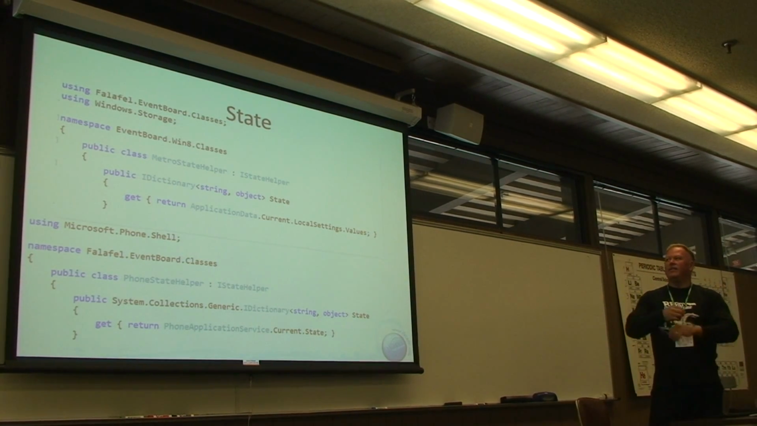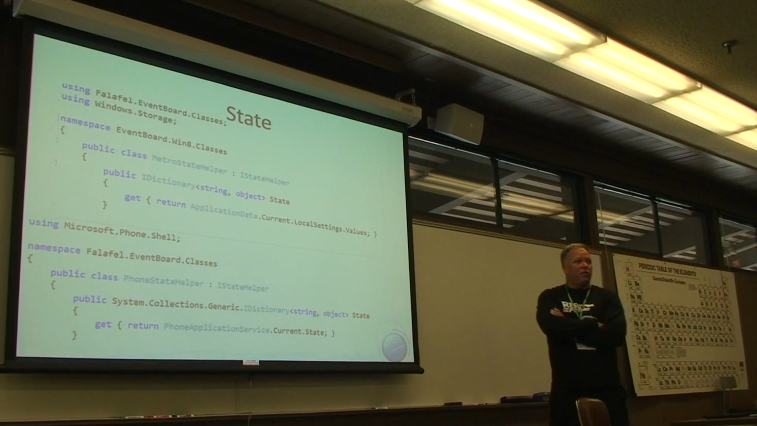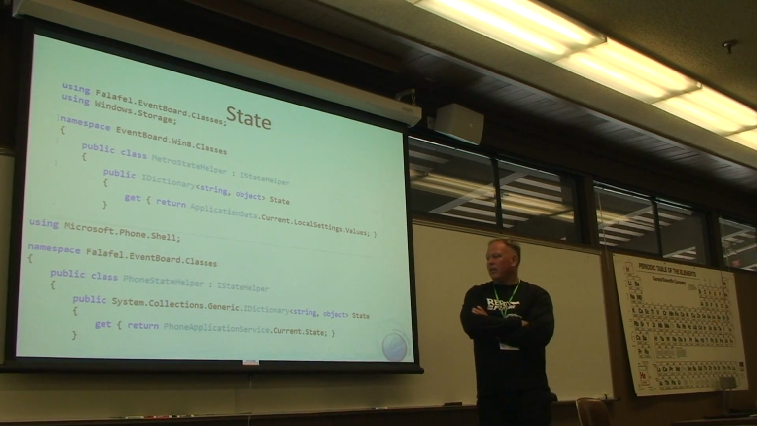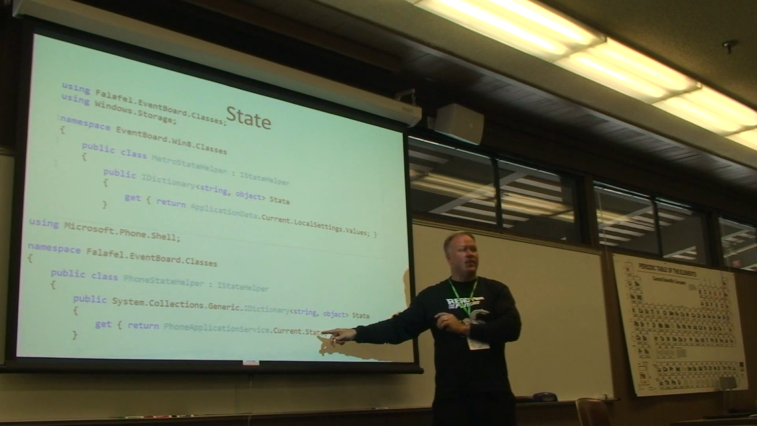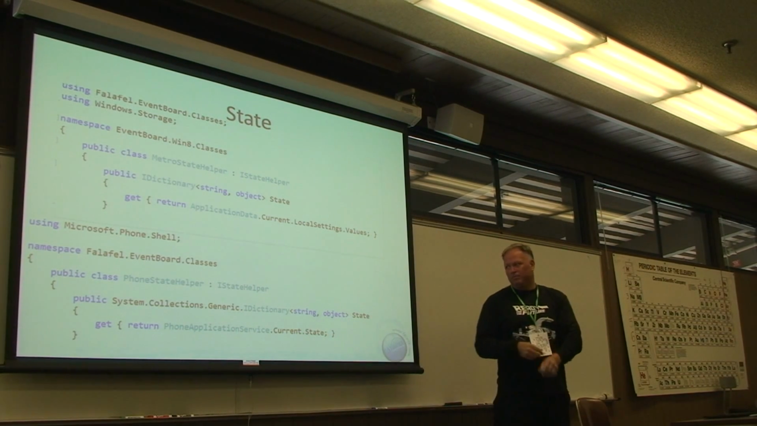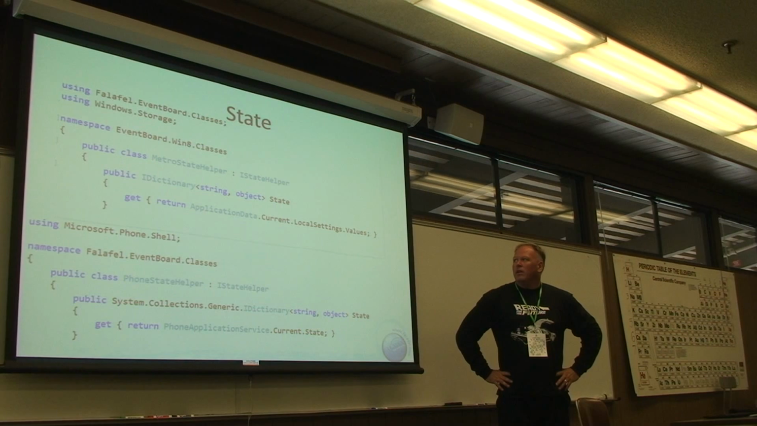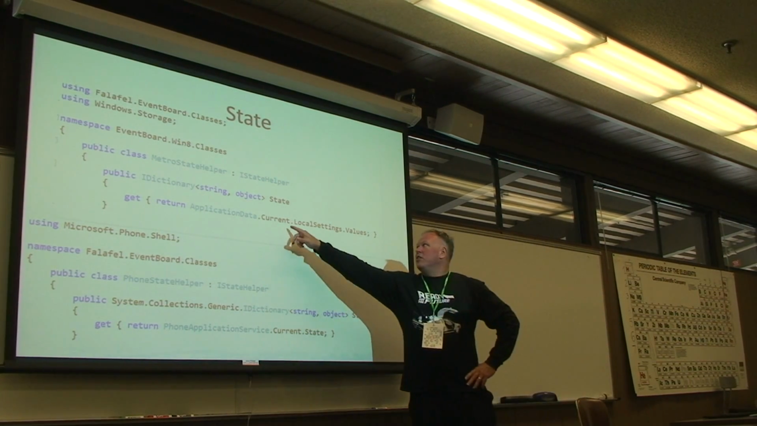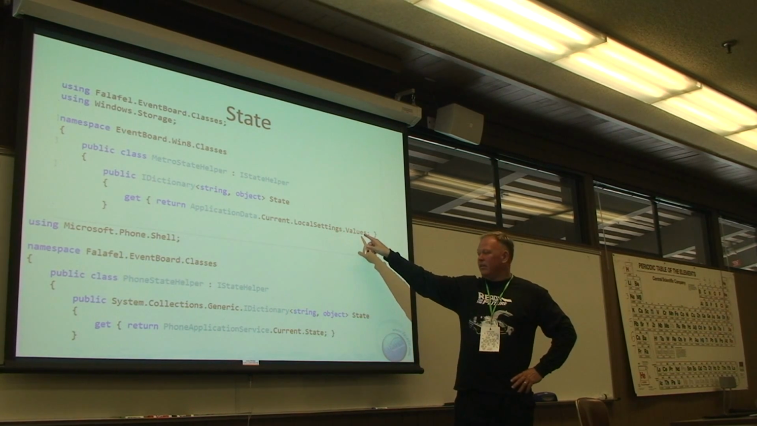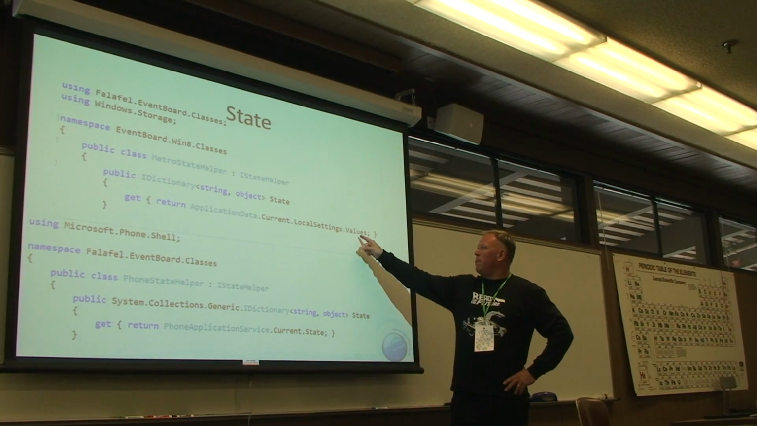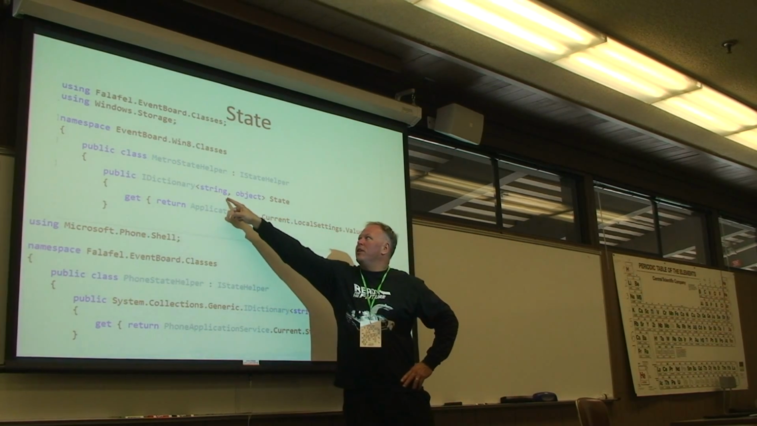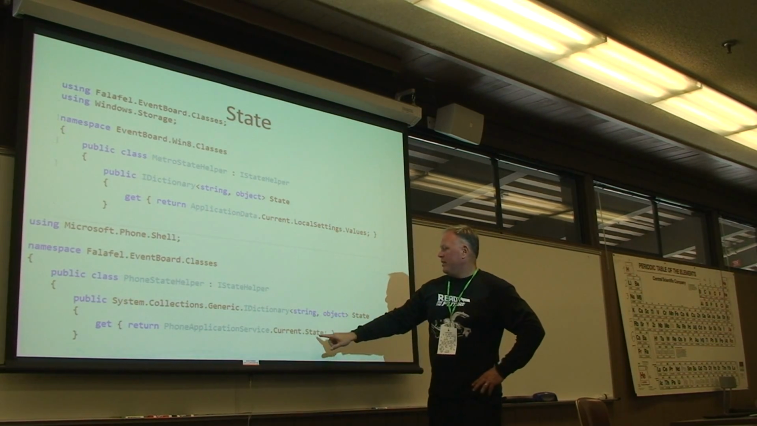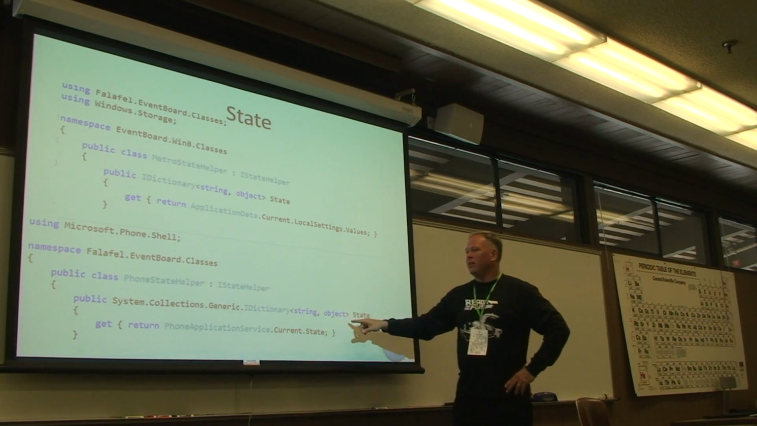Another pattern example here is state. When you switch between pages on the phone, you can save state, and you do that using PhoneApplicationService.Current.State, which is a dictionary of string and object. While on Windows 8 Metro, you have state as well, but it's ApplicationData.Current.LocalSettings.Values. It's a completely different thing. This happens to be an IPropertySet, which happens to be a dictionary of string object. So this is a dictionary of string object, and this is a dictionary of string object.